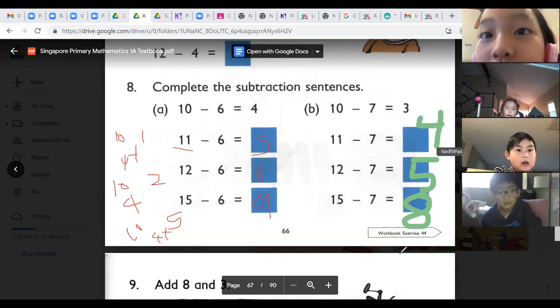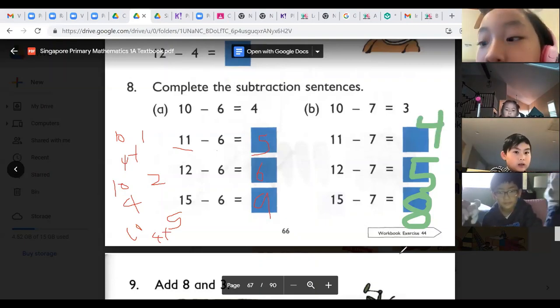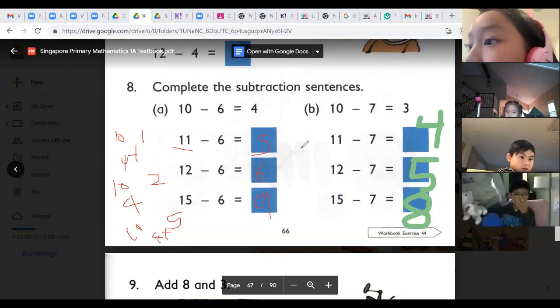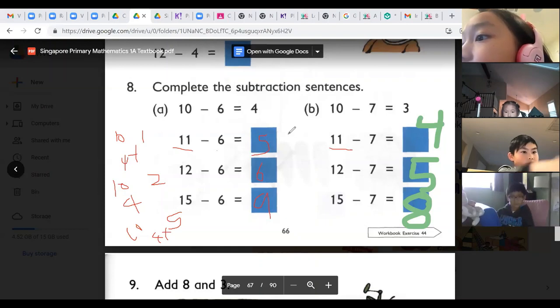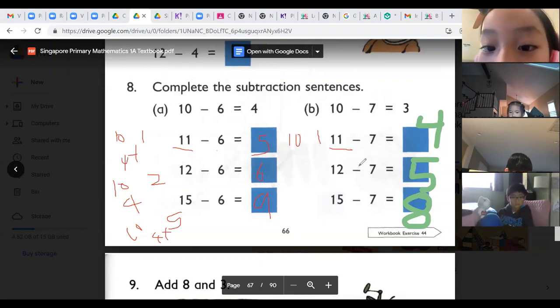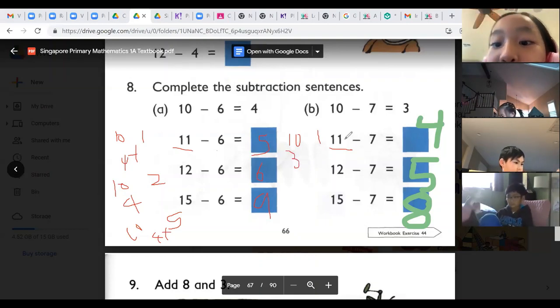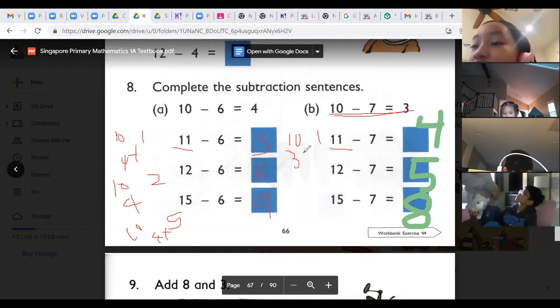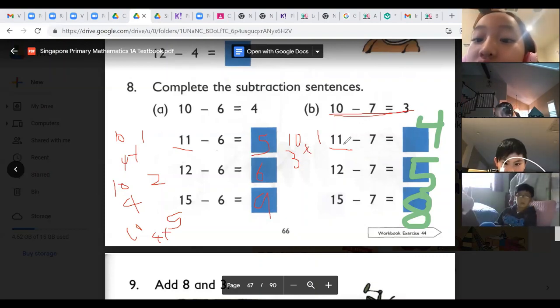Four. Yeah, four. Okay, great job. So, I'll just go through this in some detail again. If we have 11, we can split this into 10 and 1. We know that 1 cannot be subtracted by 7, so we do 10 minus 7, which is 3. We know that because it says right here. So we do 3 plus 1, and we get 4.